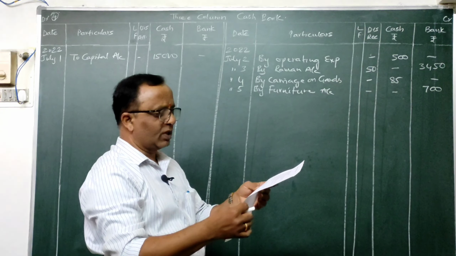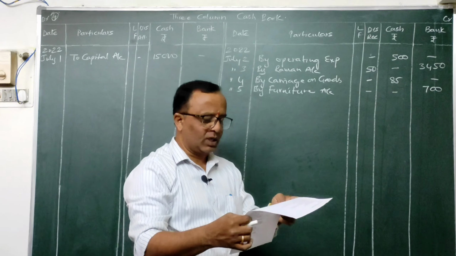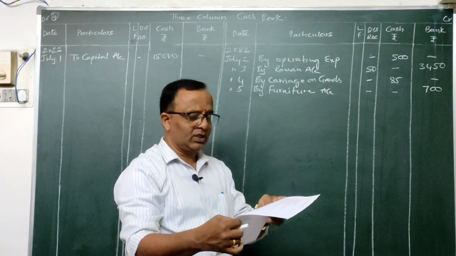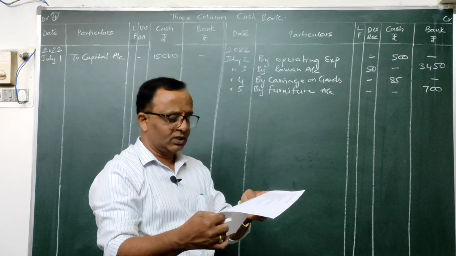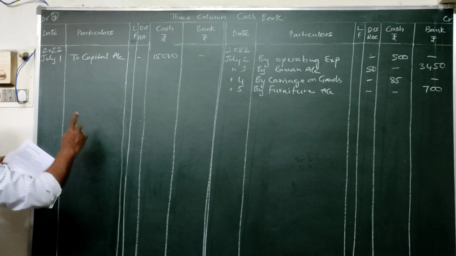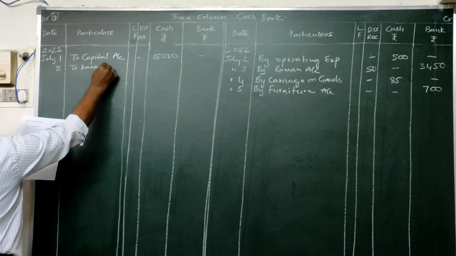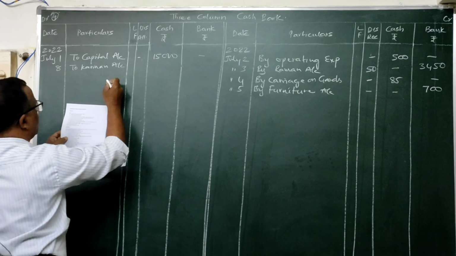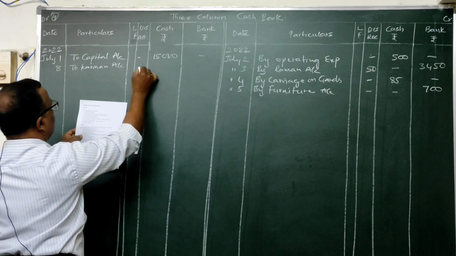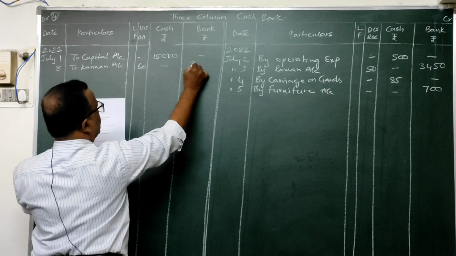Then received check from Kannan 3,300 and discount allowed 60. When you have received check from Kannan, it is easy to deposit in the bank on the same day. See the remaining transactions, nowhere has he said anything about Kannan's check. So it is deposited to the bank on the same day. So our entry will be bank account debit, discount allowed account debit to Kannan. So discount allowed is 60. You have deposited to the bank 3,300.